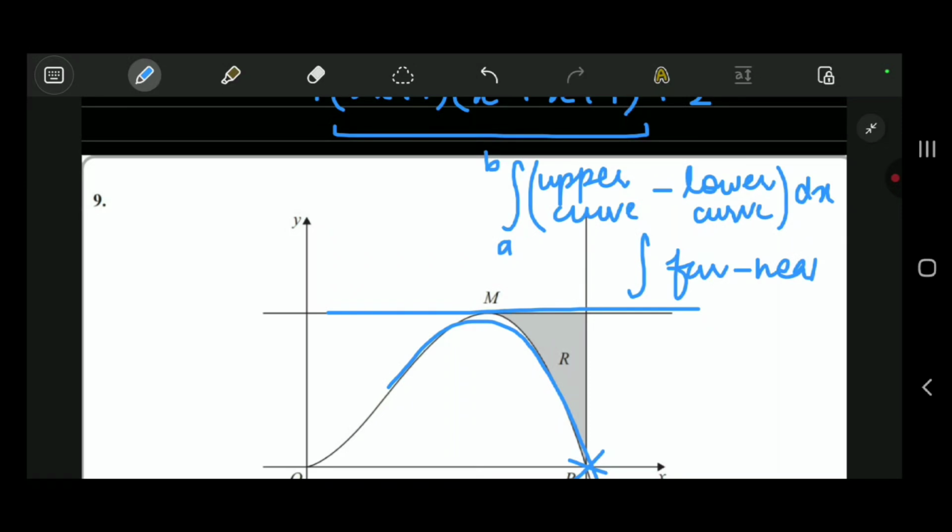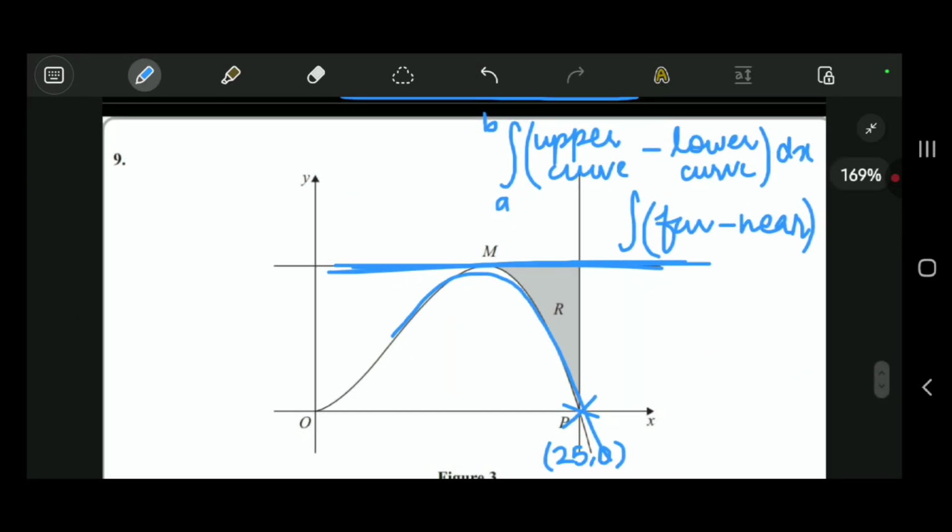This is also a way to solve it: the far curve or line or graph, minus the near one. And a to b means the x coordinate where it starts to the second x coordinate where it ends. Okay, so this is the explanation of how we do it.